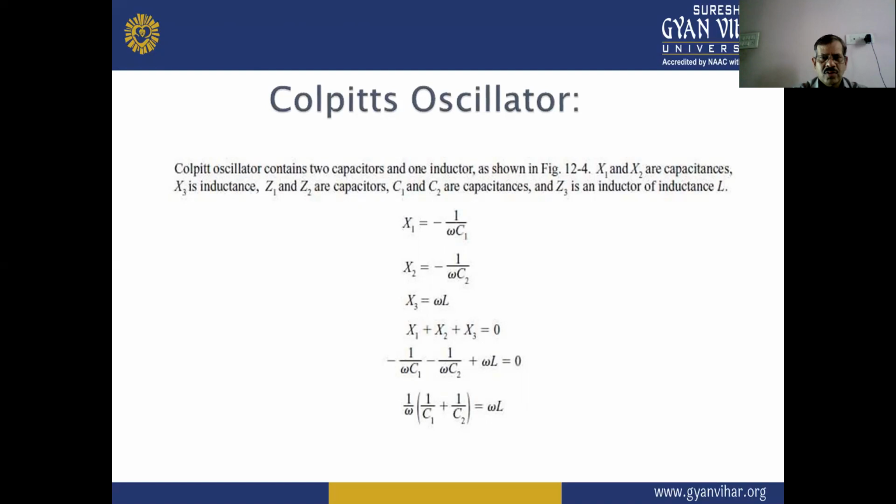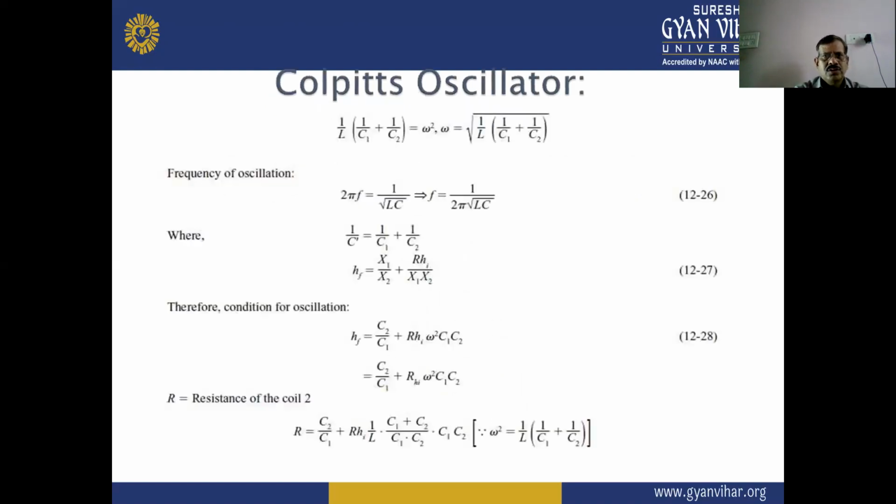So X1 plus X2 plus X3 equals 0, and we have minus 1 upon omega C1 minus 1 upon omega C2 plus omega L equals 0. Also, 1 upon L into (1 upon C1 plus 1 upon C2) equals omega square, and we have the value of omega equal to under root of 1 upon L into (1 upon C1 plus 1 upon C2). So the frequency of oscillation of this Colpitts oscillator: 2 pi f equals 1 upon under root LC, or f equals 1 upon 2 pi under root LC.